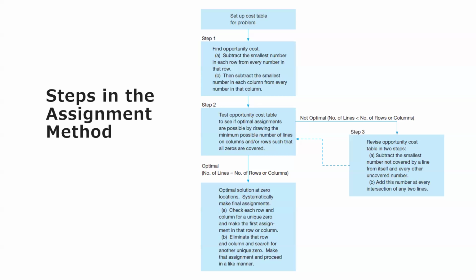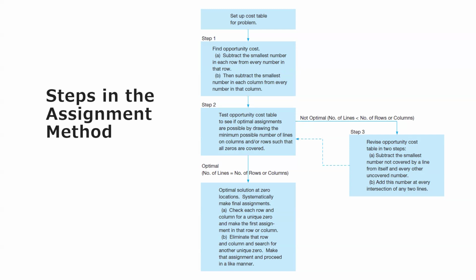Next, step 2: test the opportunity cost table to see if optimal assignments are possible by drawing the minimum possible number of lines on columns and or rows so that all zeros are covered. So for every table except the final table, we will cover the rows and columns with lines. We have to draw the lines to cover the cells that contain zero value.